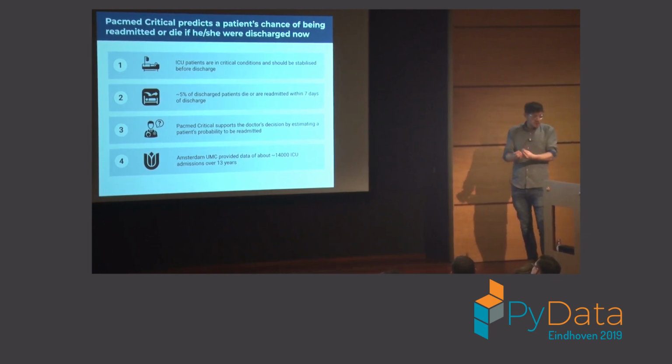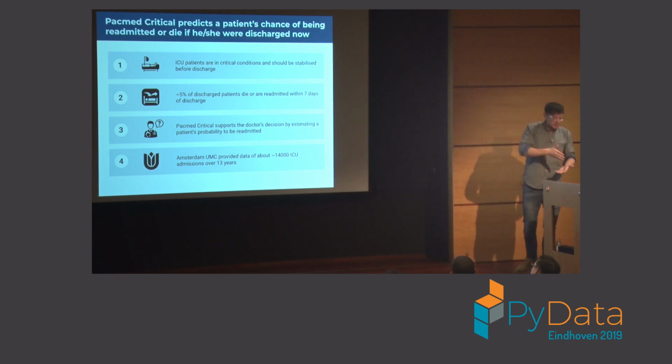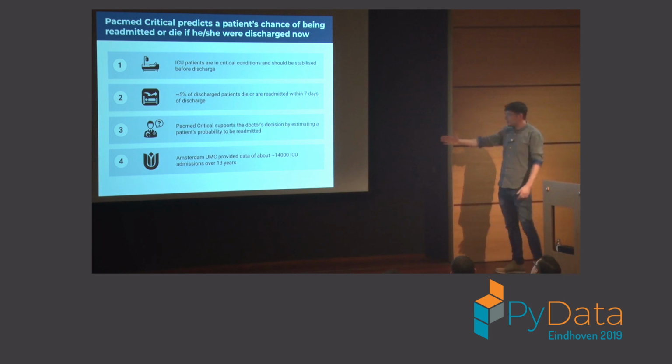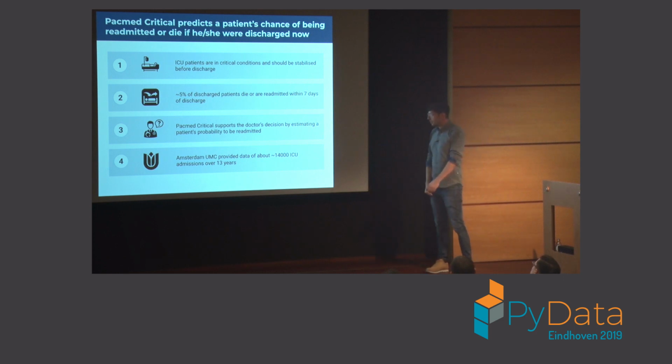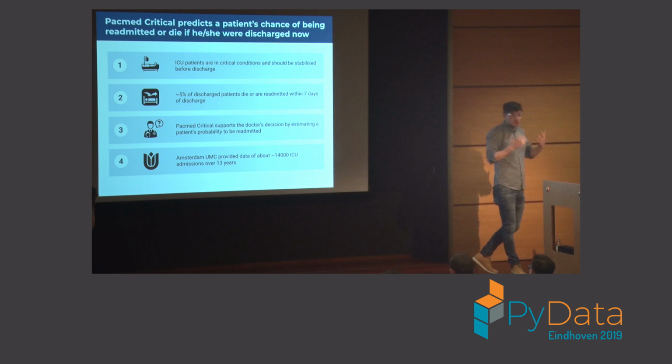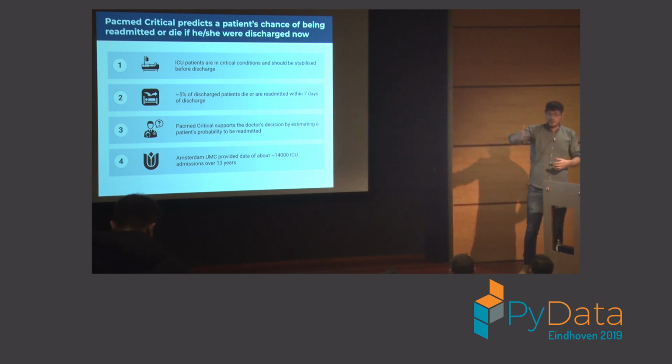And then we provide this prediction probability to the doctor so that he or she can take that into account on whether to confirm or not the decision to discharge the patient. This is a project that started 2 years ago with Amsterdam UMC. They provided us 14,000 ICU admissions with historical data from 2004 until 2017.